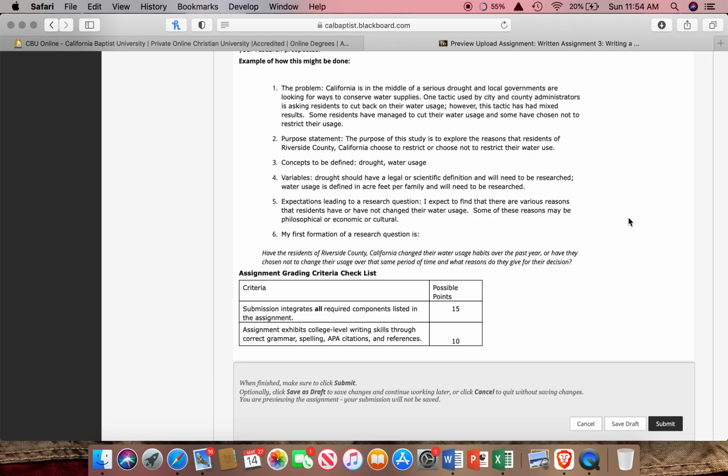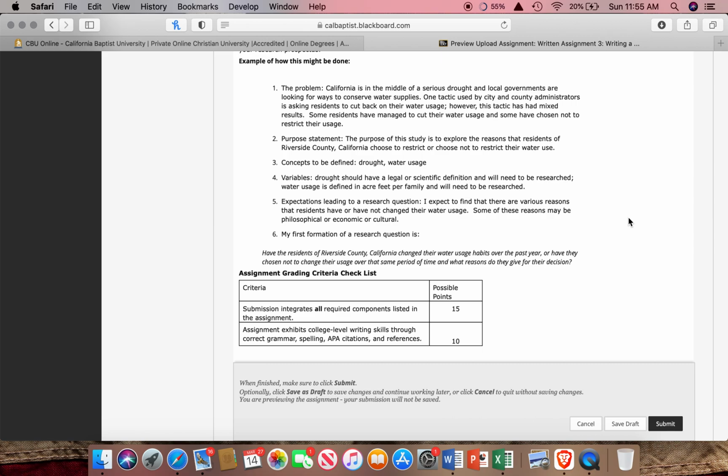The expectations leading to the research question: I expect to find that there are various reasons that residents have or have not changed their water usage. Some of these reasons may be philosophical or economical or cultural. My first formation of my research question is, have the residents of Riverside County changed their water habits over the past year, or have they chosen not to change their water use over the same period of time, and what reasons do they give for their decision? So you can see in that question, they have either changed their usage or not, and why.